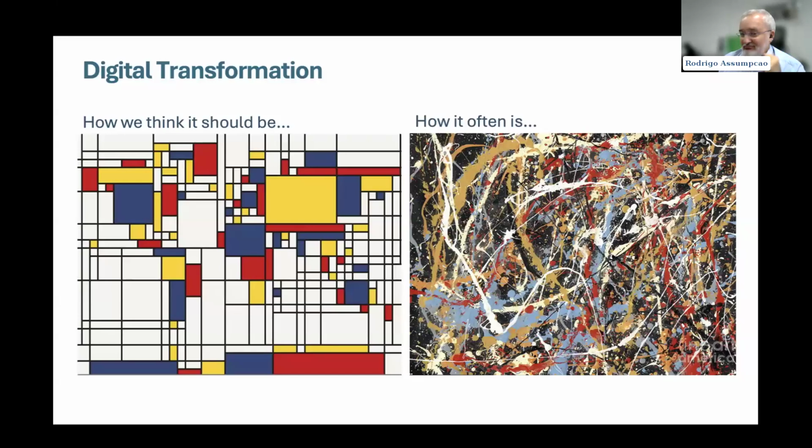Thank you. Thanks so much, Rodrigo. And in art, I'm definitely more of a Pollock fan. Whether that's the case for digital transformation as well, I have yet to find out. But without further ado, it's my pleasure to hand over to Anahit now for her presentation.